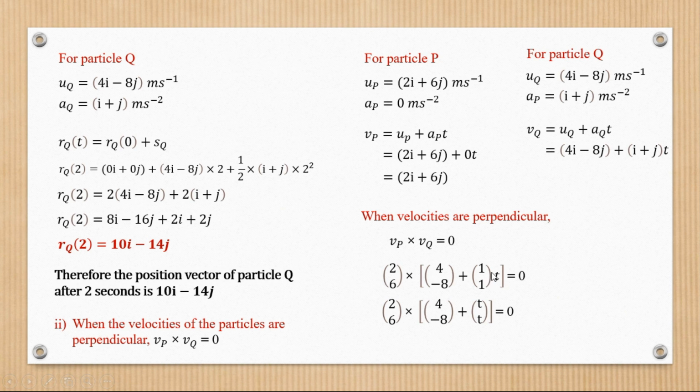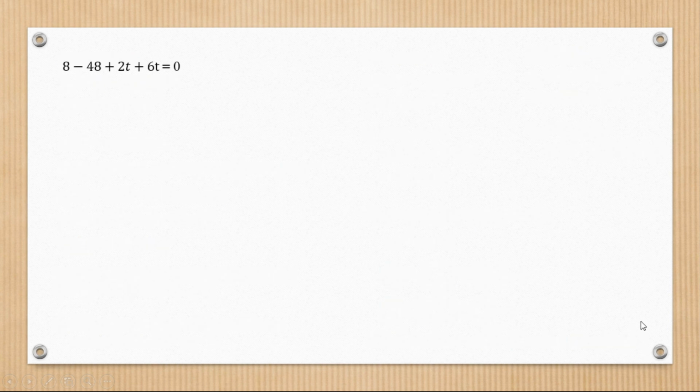Multiplying these, I'll have 2 times (4 plus t) plus 6 times (negative 8 plus t) equal to 0. Next I'll have 8 minus 48 plus 2t plus 6t equal to 0, which is the same as negative 40 plus 8t equal to 0.